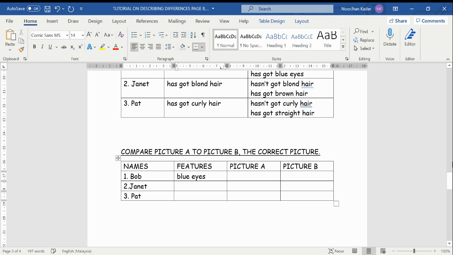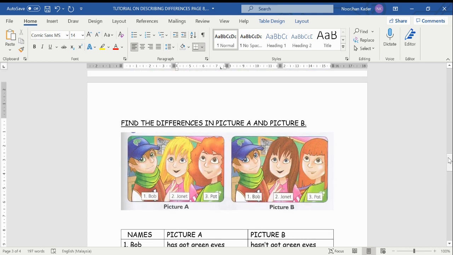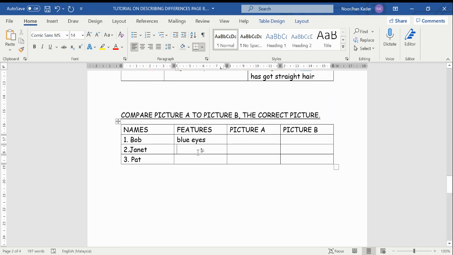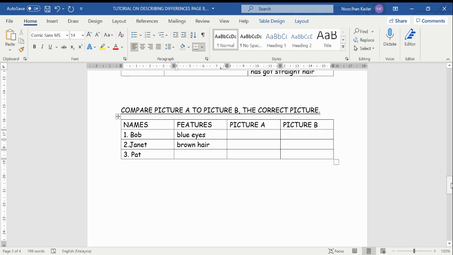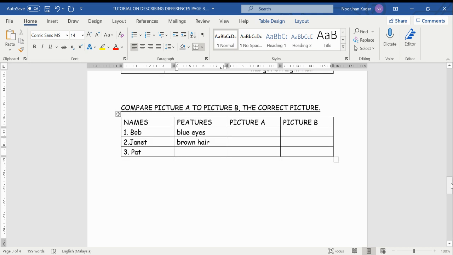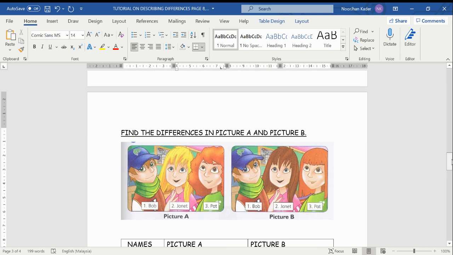Then Janet, the correct one for picture B is brown hair. Okay, we write that, brown hair. And the third one, the correct one, because we are comparing A to B, we have to have B as our standard features. Okay, straight hair.